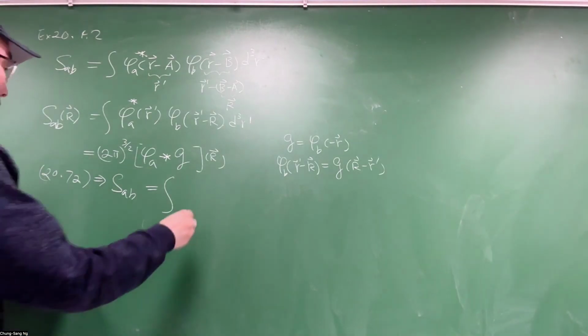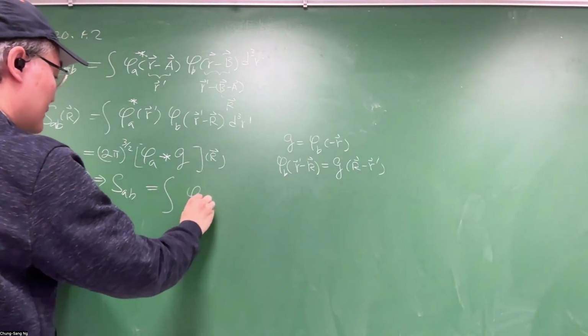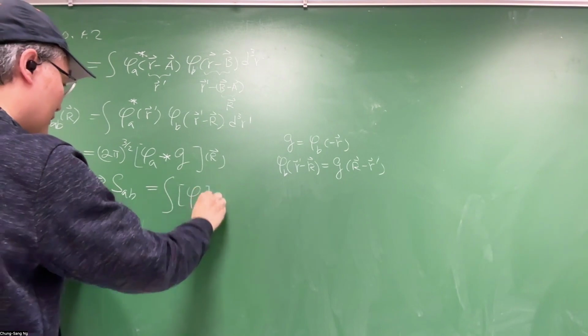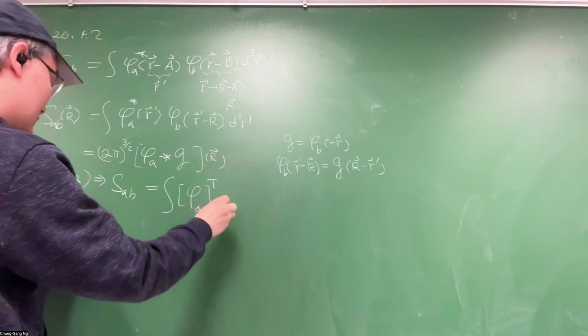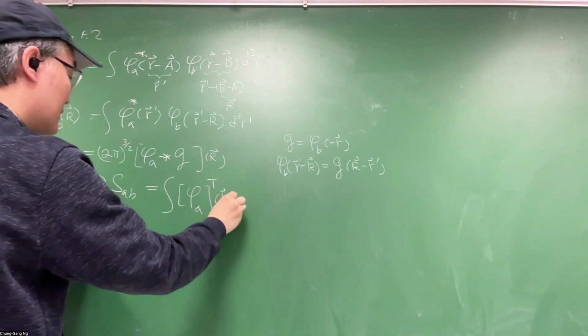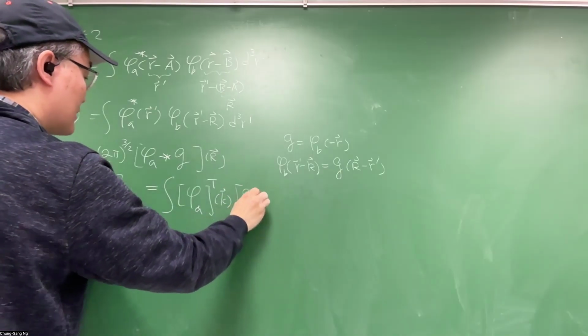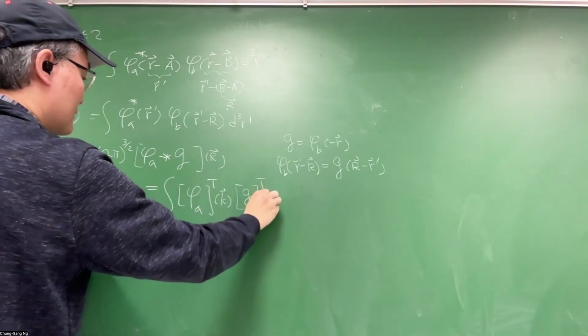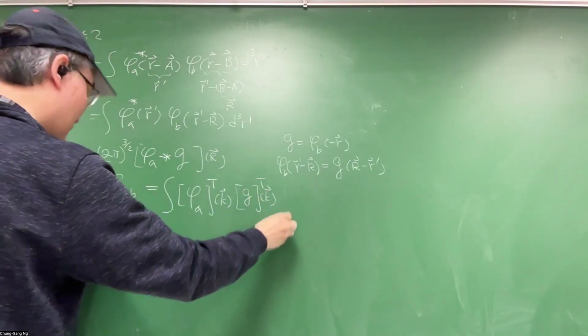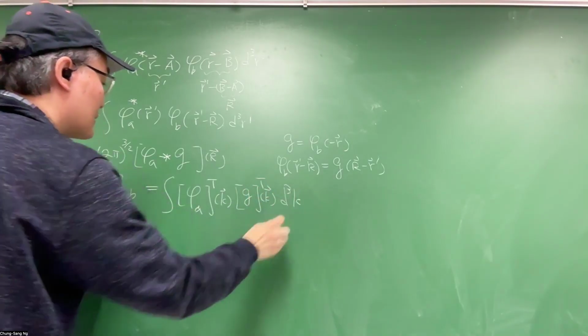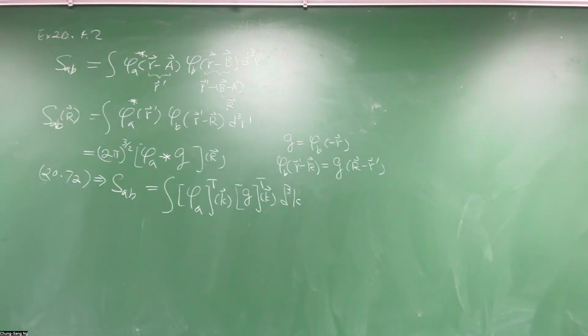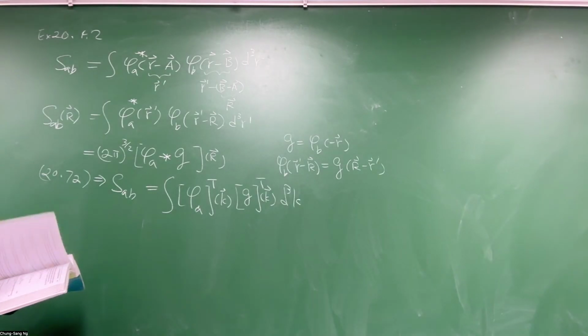So it's the Fourier transform of phi A, which is a function of K, and then obviously also the Fourier transform of g as a function of K. That is just applying the formula.